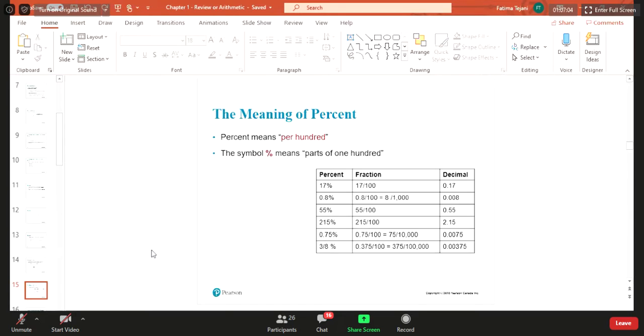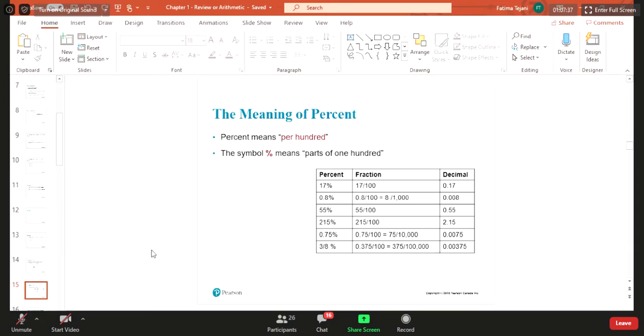0.8 percent is 0.008. So 0.8 divided by 100, or 8 divided by 1000. We need to be aware of it. Why 8 divided by 1000? Because you took the decimal out and you have transferred the zero to the denominator. 55 percent is 0.55 in decimal. Now 0.75 percent is 0.75 divided by 100, or 75 divided by 10,000.